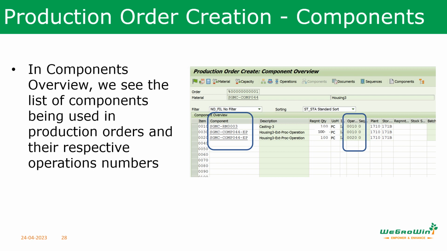Under the components tab or components overview of the production order, we see the list of components being used in the production order and their respective operation numbers. Since we consider operation 20 for external operation, we need to send the phantom metal to the supplier. So the phantom item will be added into the stock through minus 100 given in operation 10.